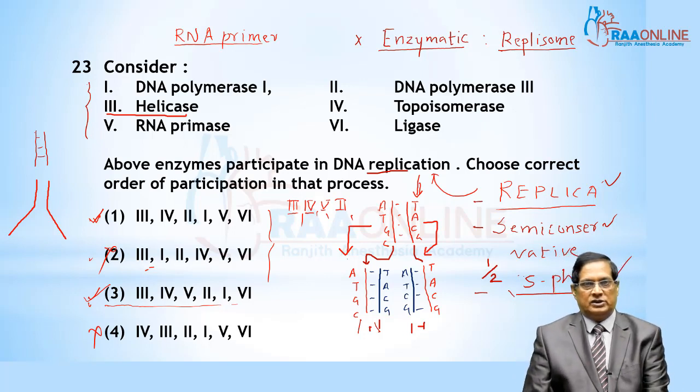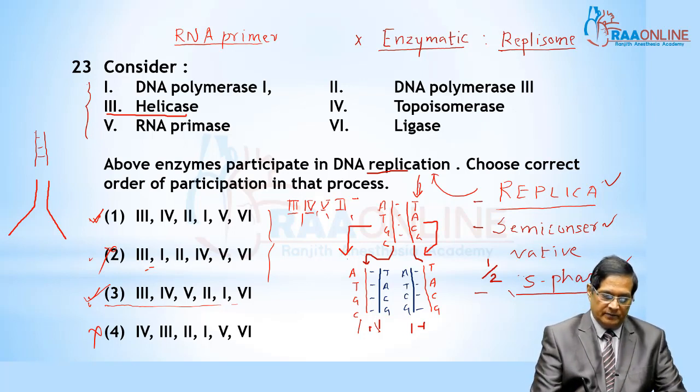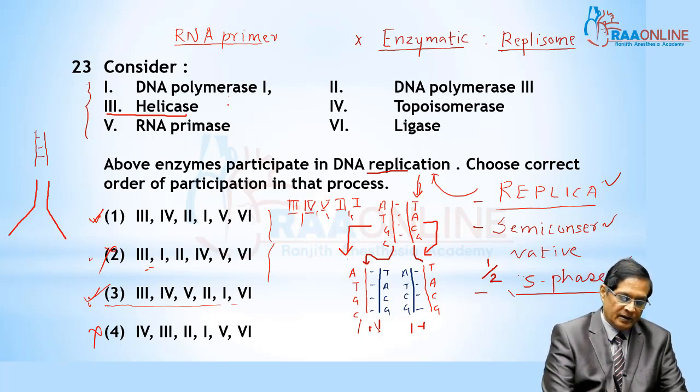During the replication, the proofreading work and repairing work is done by 1, that is DNA polymerase 1. It's a proofreader. DNA polymerase 1 is the proofreader.